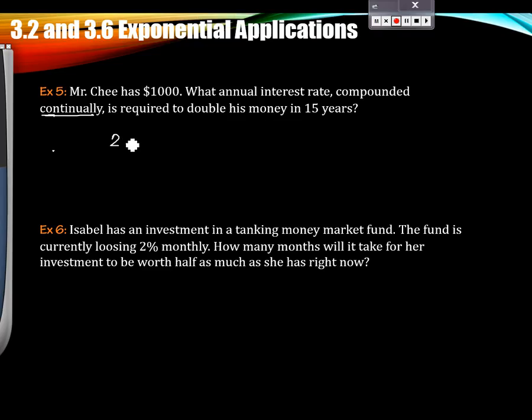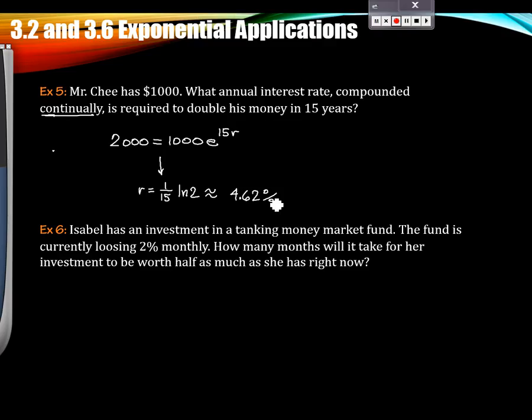So how much money does he want? He wants $2,000. He has 1,000. He's compounding continuously, so we're going to use that third formula. 2,000 equals 1,000 e to the r times t, and t we know is 15. r we don't know, so we could solve for r. If you do that, you'll get r equals 1/15 ln 2, which is 4.62%. All right, so that's the interest rate he needs.